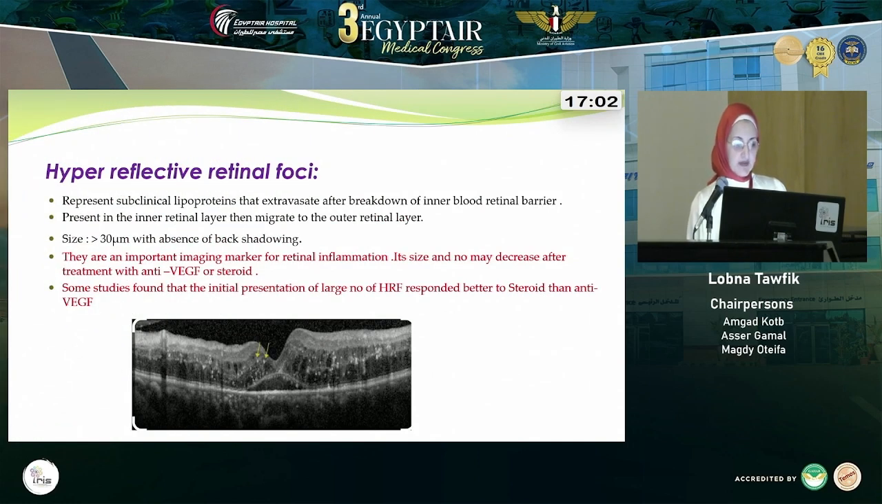First, we have the hyperreflective retinal foci. They represent subclinical lipoprotein that extravasates after breakdown of the inner blood retinal barrier. Present in the inner retinal layer, they then migrate to the outer retinal layer. Size is more than 30 micron with absence of backshadowing. They are an important imaging marker for retinal inflammation. Their size and number may decrease after treatment with anti-VEGF or steroid. Some studies found that initial presentation of a large number of hyperreflective retinal foci responded better to steroid than anti-VEGF.